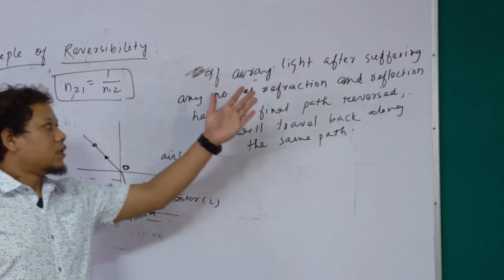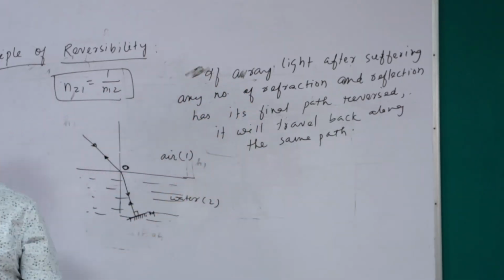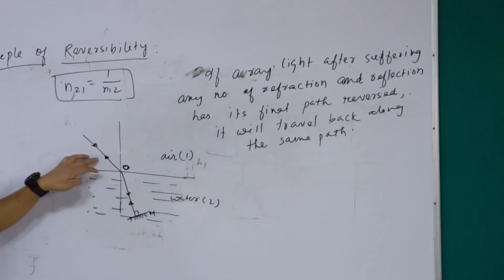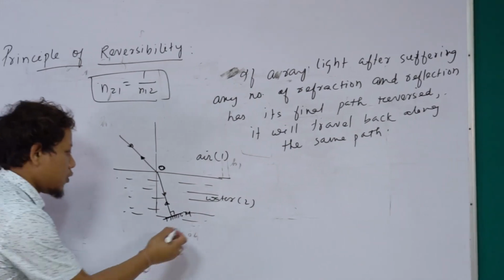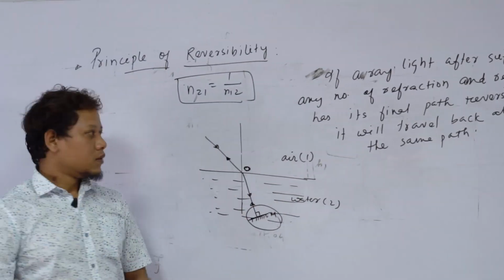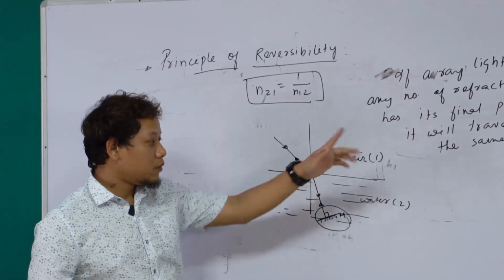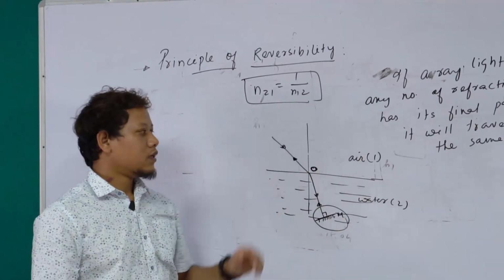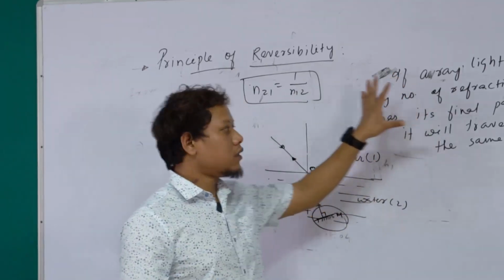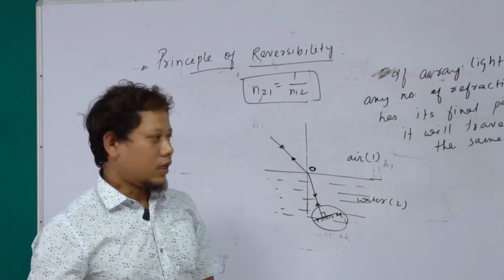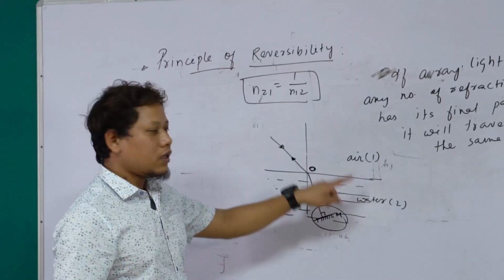So if a ray of light after suffering any number of reflection and refraction has its final path reversed. See, here the refraction and reflection, and at this particular point we are reversing the path of the light, and once we reverse the path of the light, it will retrace the same path. Okay, this is the statement of the principle of reversibility. Now we will try to understand this analytically. Okay, so this is medium 1 and medium 2.